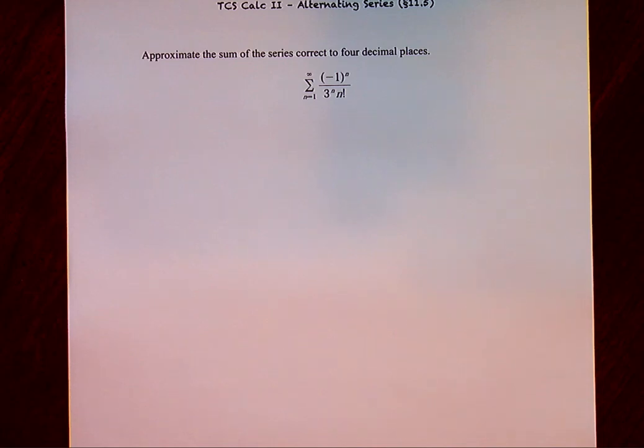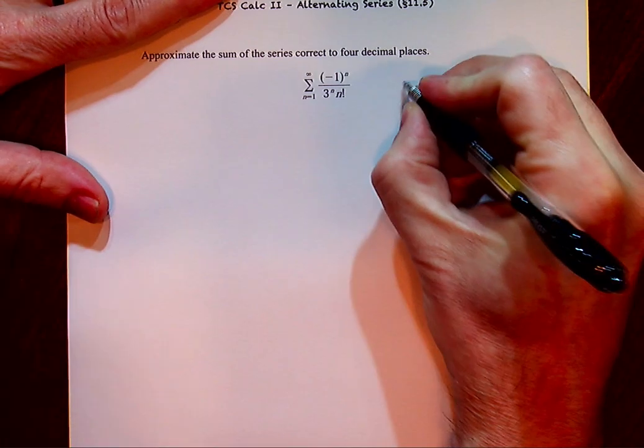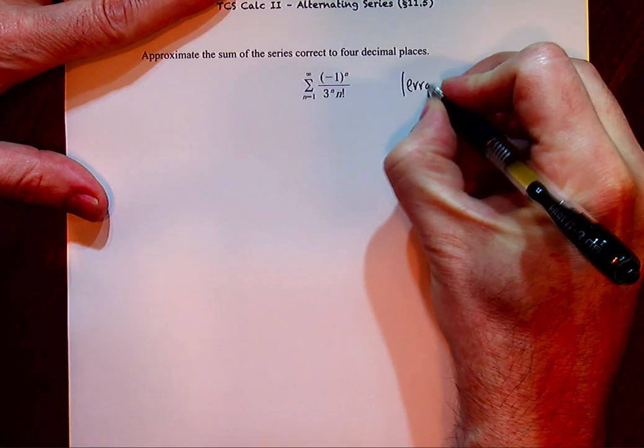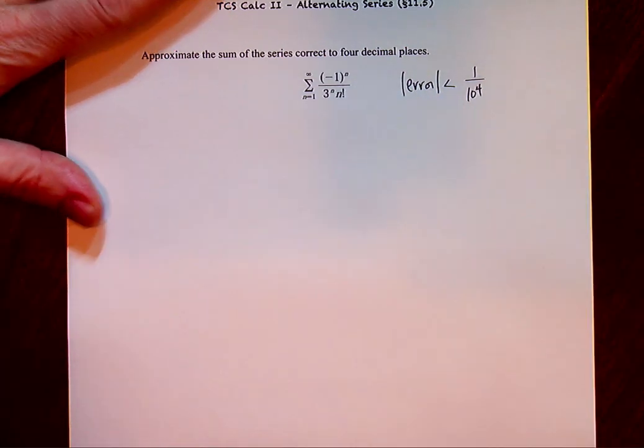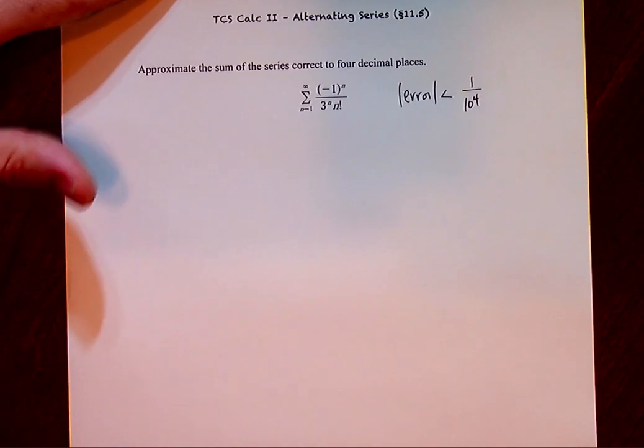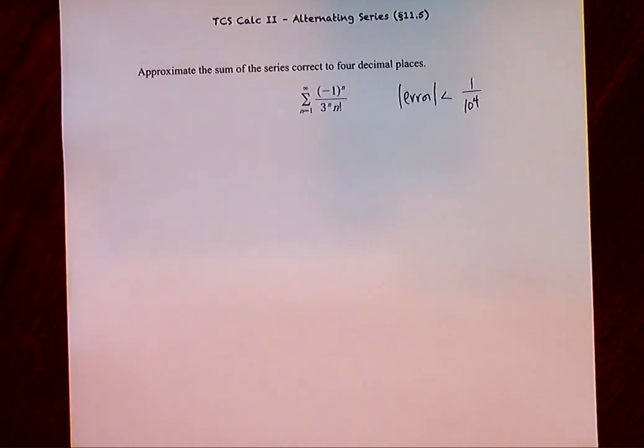Okay. Now it says approximate the sum of the series correct to 4 decimal places. Correct to 4 decimal places is exactly the same error that we were talking about in the last one. That's another way of saying we want the error to be less than 1 over 10 to the 4th. Okay. So let's do again what we did in the last one. We're working backwards from the error to the number of terms, because if you're given the number of terms, it's easy to find the error. This is being given the error and being asked to work backwards to the number of terms.